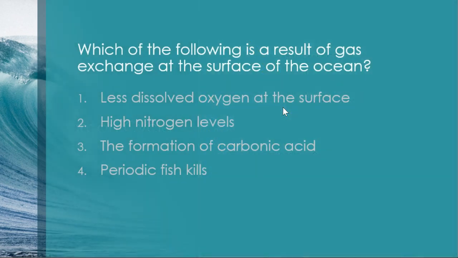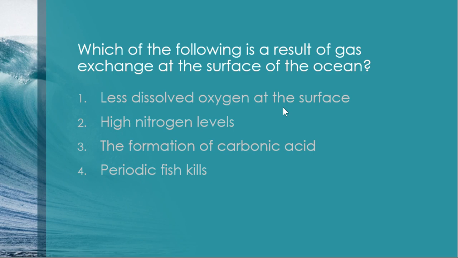Now, which of the following is a result of this gas exchange at the surface? Because they also dissolve oxygen, things like that. So do we have less dissolved oxygen at the surface, higher nitrogen levels, because the atmosphere is mostly nitrogen, the formation of carbonic acid, or periodic fish kills? Well, let me just say there are periodic fish kills. That can happen for all kinds of reasons. The answer to this, because we're talking about carbon, is the formation of carbonic acid.